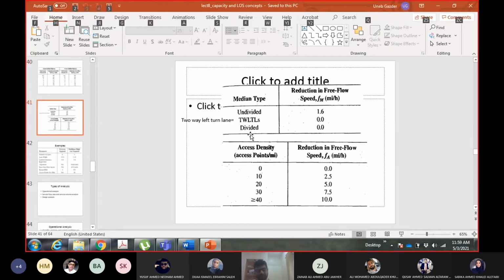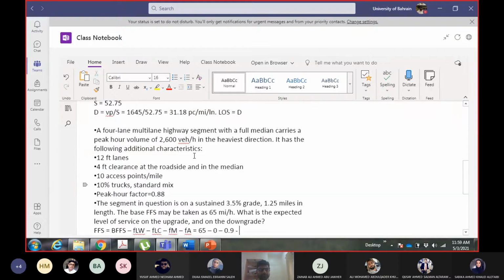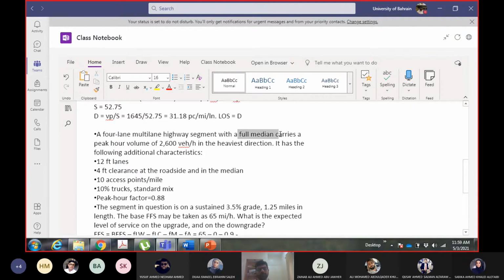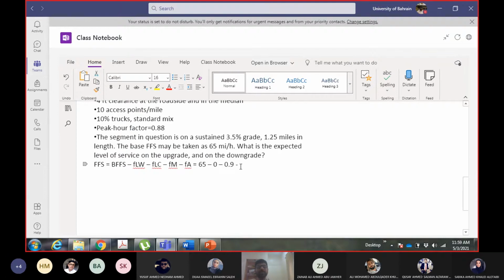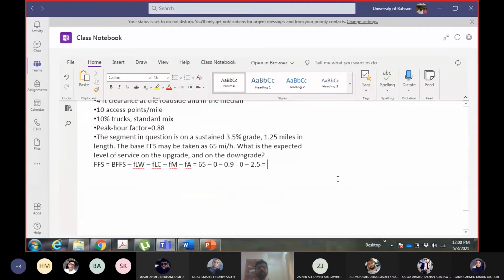We have a divided highway. Divided means they have a median. It's given here. Full median. So the highway has a median, so it is divided. For a divided highway, this factor is 0. Then we have 10 access points per mile. For 10 access points per mile, the factor is 2.5. Give me the value. 61.6. 61.6 miles per hour.